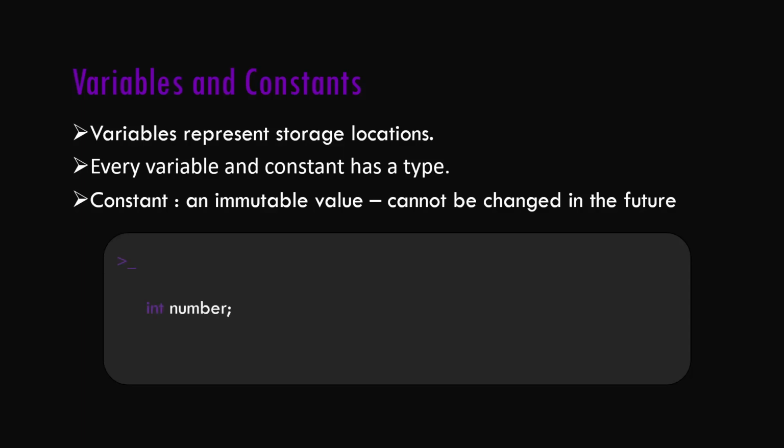Now we see the syntax of the variables and constants here. int number: int is a data type and number is the variable name. int primeNumber = 73. Equal to is an assignment operator. It assigns the 73 value into the primeNumber variable. const is the keyword for constant.